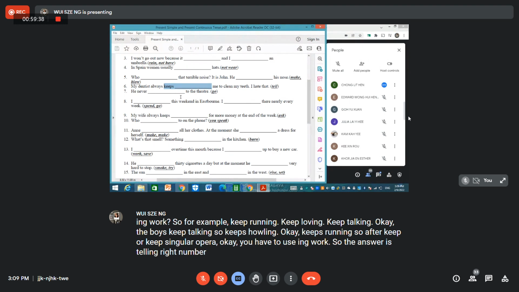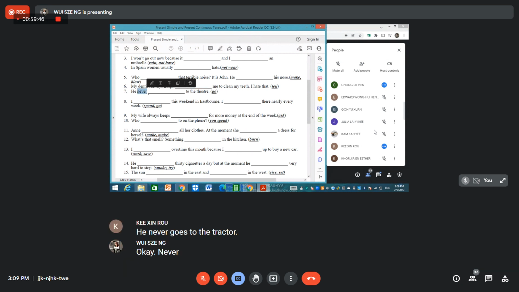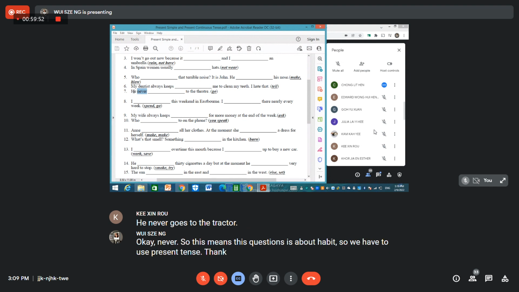Right, number 7, Sinro. He never goes to the tractor. Okay, never. So this question is about habit. So we have to use present tense, singular form to agree with he: goes, G-O-E-S.